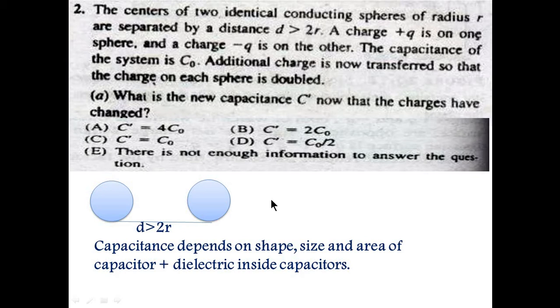As we know, capacitance is actually a geometric factor, so it depends upon the dielectric inside the capacitor as well as the shape, size and area of the capacitor, but not on the charges or potential difference. So option C is the correct option.